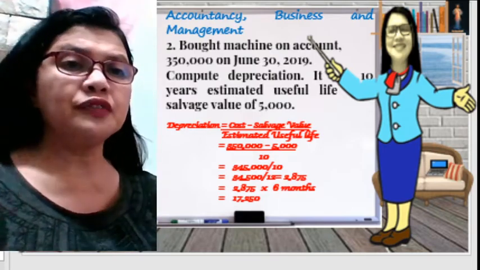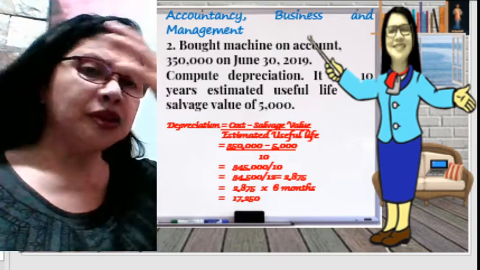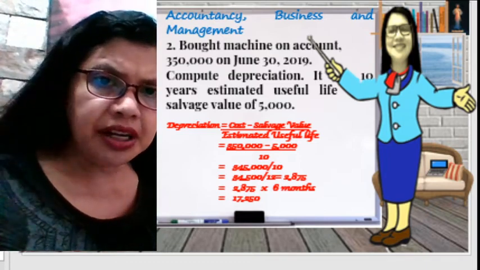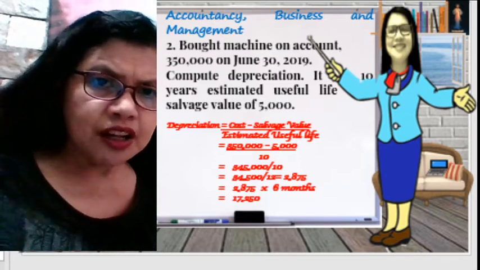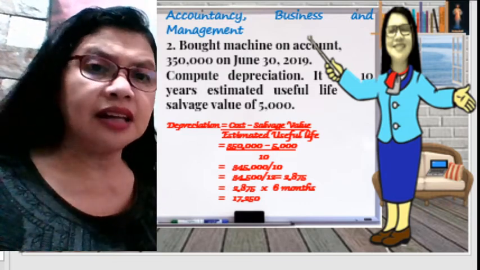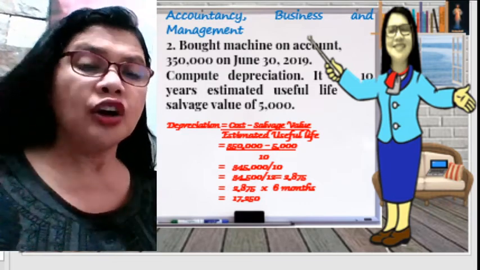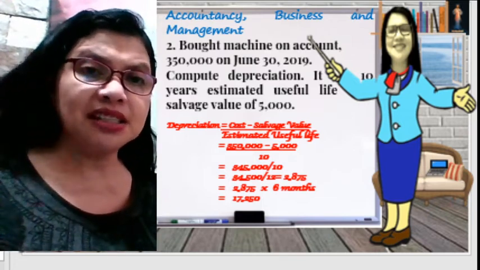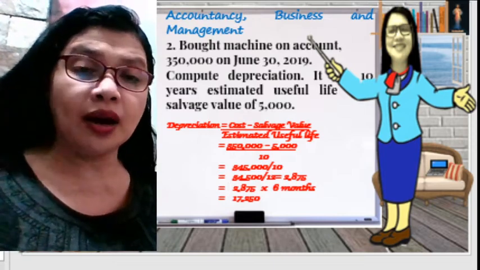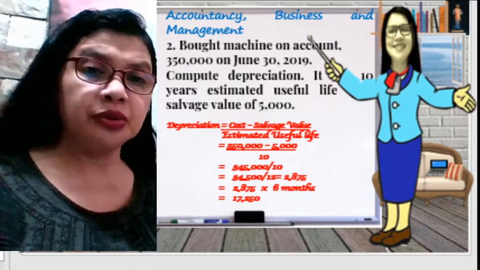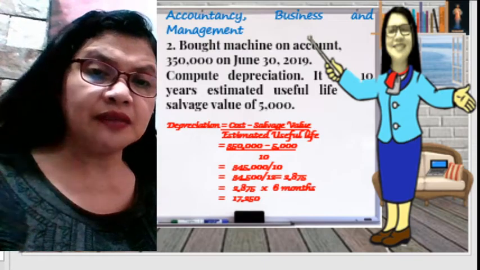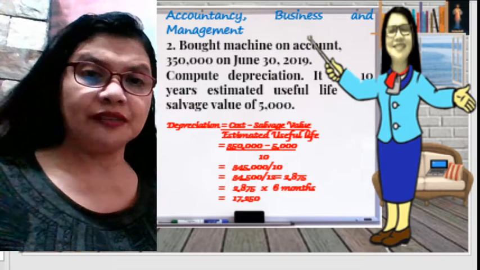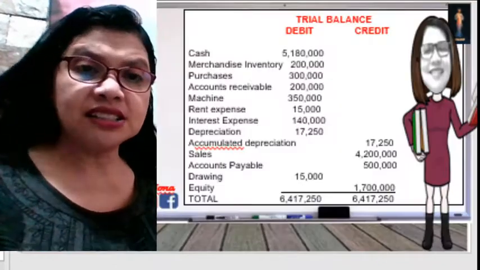We divide by 12 because we are computing for a year, and we would like to find out how much the depreciation per month is. So we divide the yearly amount by the number of months, 12. The answer is 2,875 depreciation per month times 6 months. Why 6 months? Because that is from July 1 to December 31. Times 6 will give us 17,250 as the depreciation.